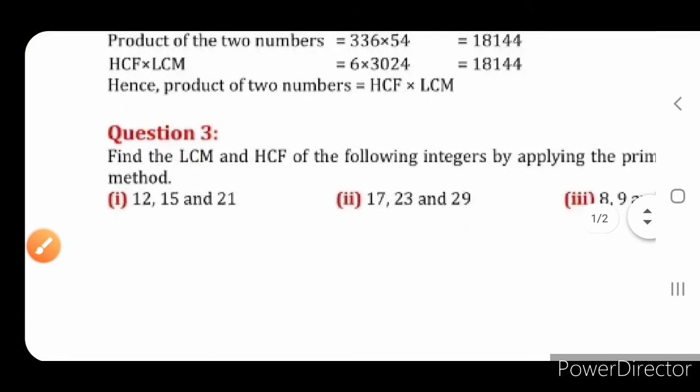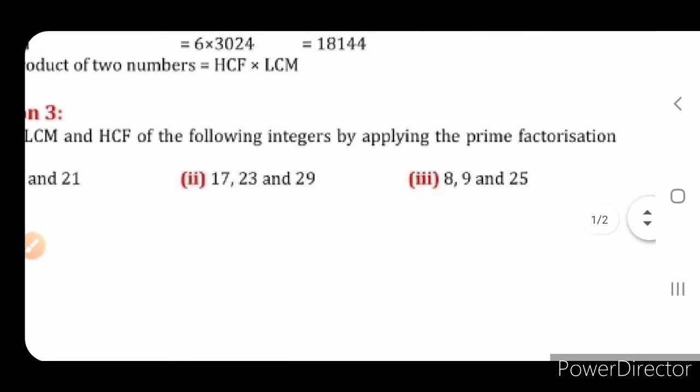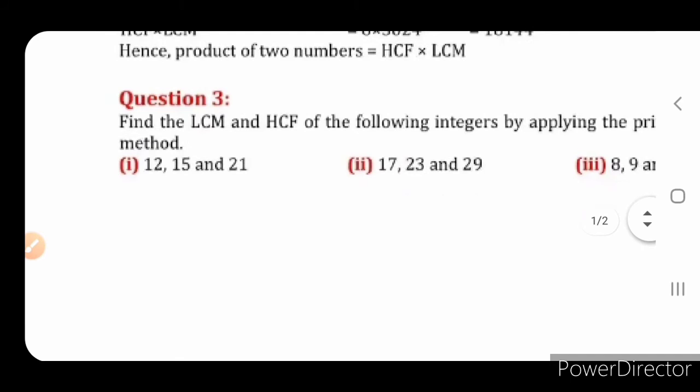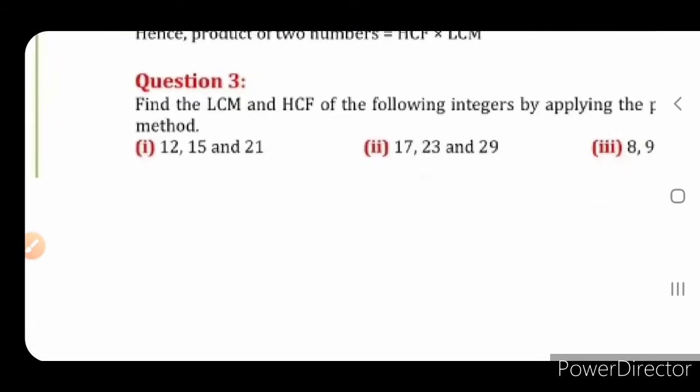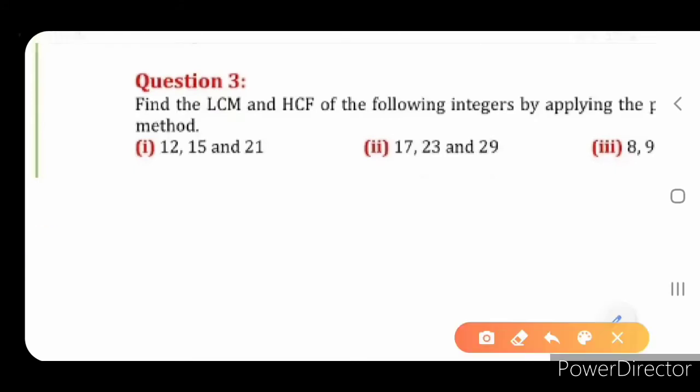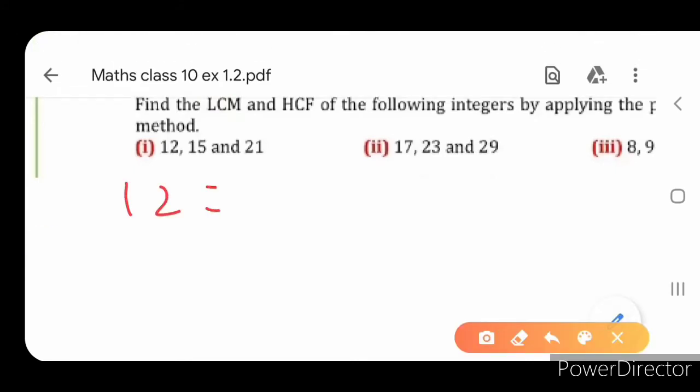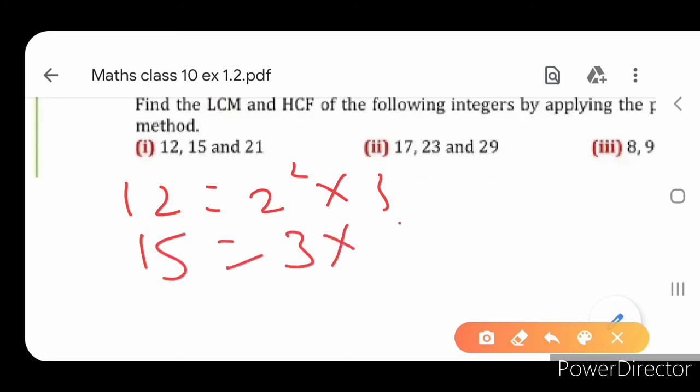Find the LCM and SCF of the following integers by applying the prime factorization method. I have told you now that prime factorization method. So by this method you have to calculate the LCM and SCF of 12, 15 and 21. 12 can be written as 2 raised to power 2 into 3. 15 can be written as 3 into 5, and 21 can be written as 3 into 7.